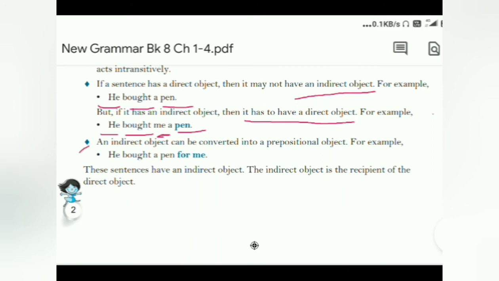Next is, an indirect object can be converted into a prepositional object also. For example, he bought a pen for me. Here me is a simple object, and if for is added with it, it becomes a prepositional object. Clear? These sentences have an indirect object. The indirect object is the recipient of the direct object, who receives any object. Clear? Here me is the recipient.